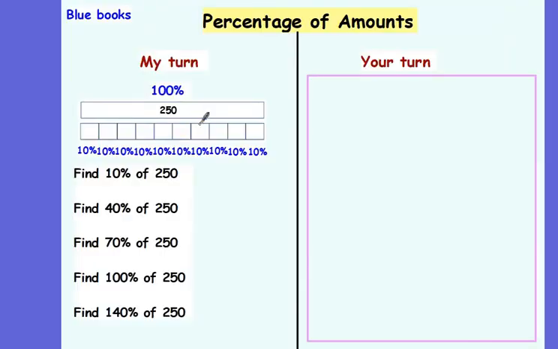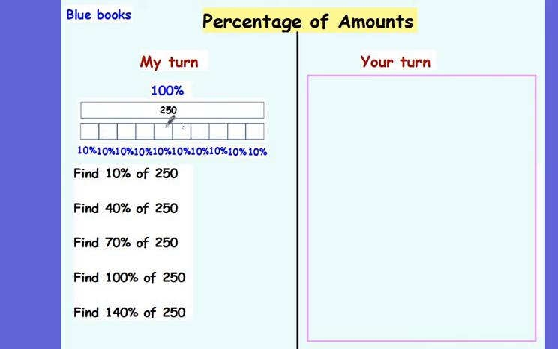Okay, Year 7, in your dark blue books, can you give me the title percentage of amounts? And when you've got that down, can I see pens down, eyes on me? I'll go through some examples and then you can do an example. So I've got 250 and I've said 250 is 100% of my number. I've split 250 into these little 10% sections.